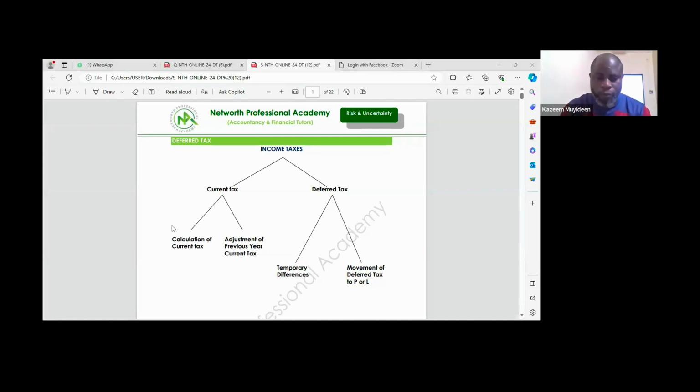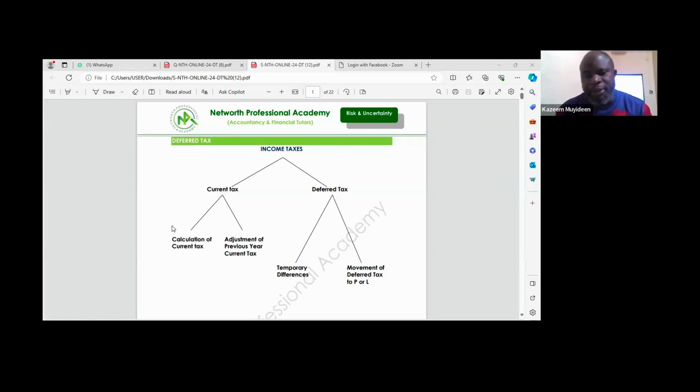Good. Don't forget, tax is an estimate in the financial statements. We don't know how much we are going to settle with the tax authority, but we need to prepare the account based on the estimates. Then when we get there, they will tell us the reality.